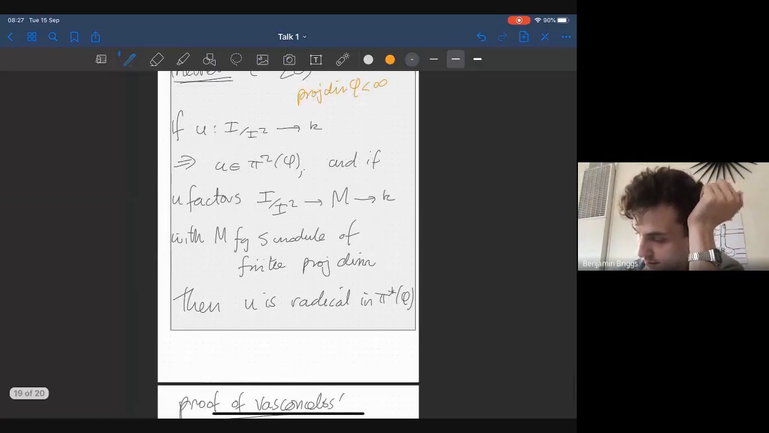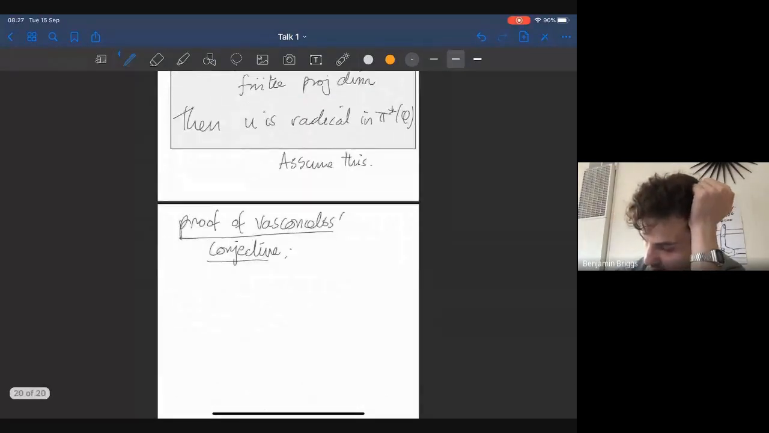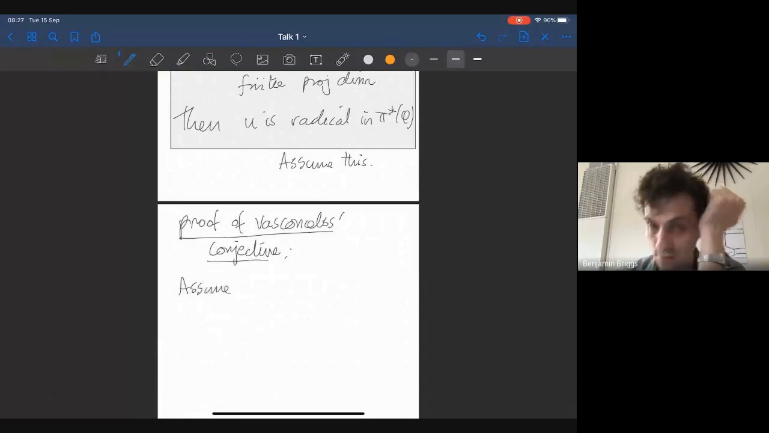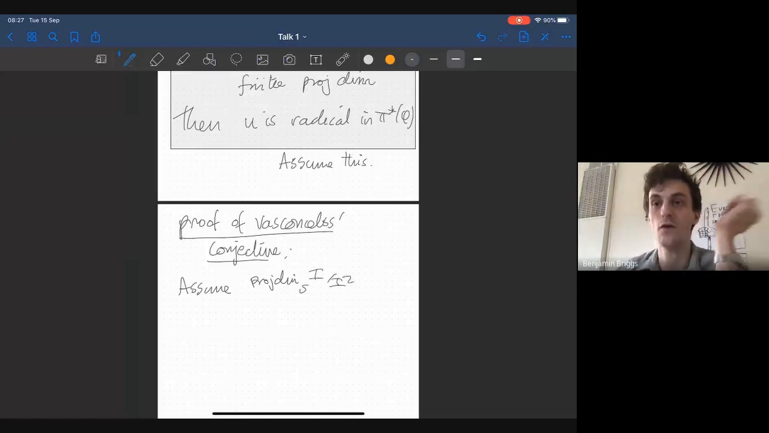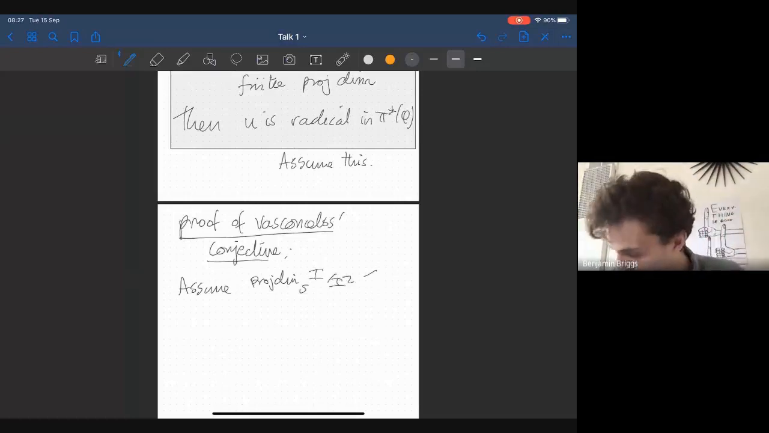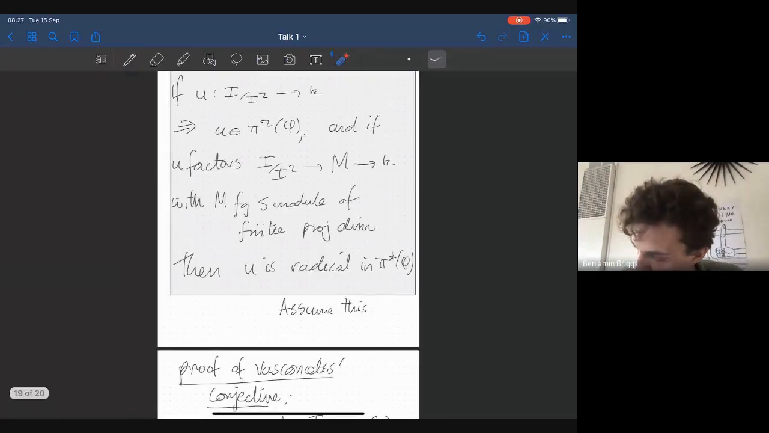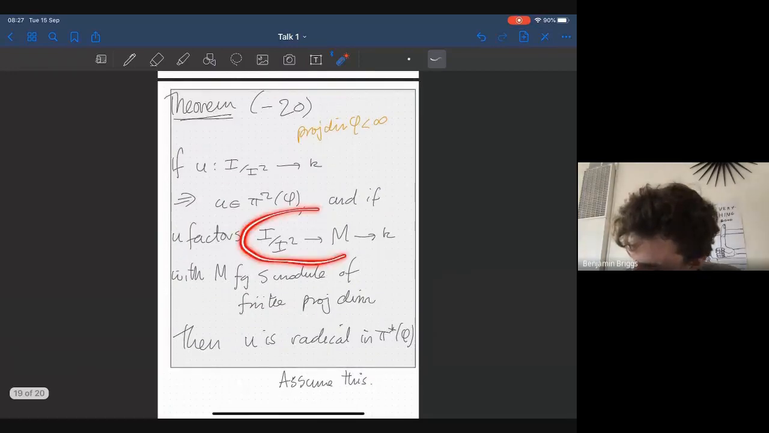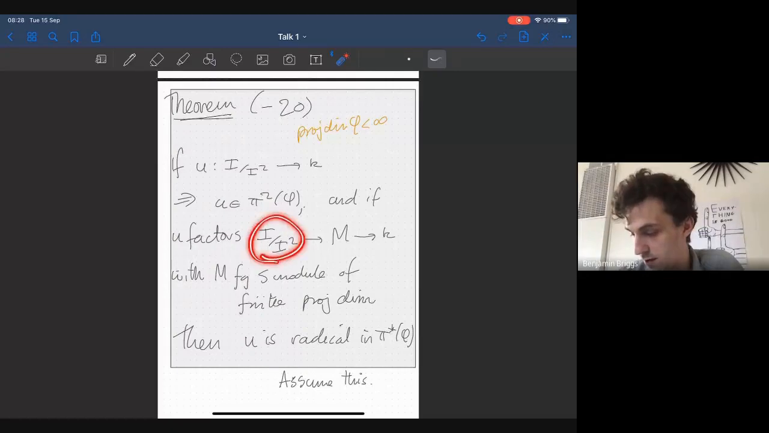If I assume this, so let's assume this theorem. What Vasconcelos' conjecture says is that if we assume that the projective dimension of the kernel module is finite, then what I'm going to do in this result is take M to be equal to I mod I squared, because if I mod I squared itself has finite projective dimension, then I can always just use this.